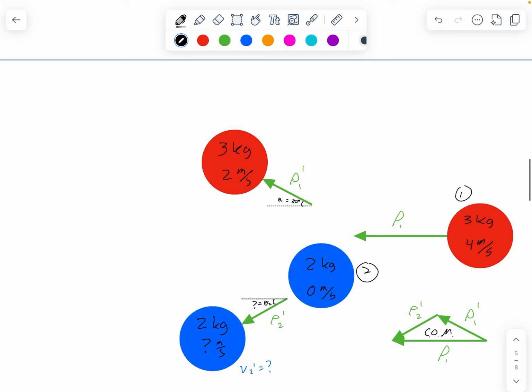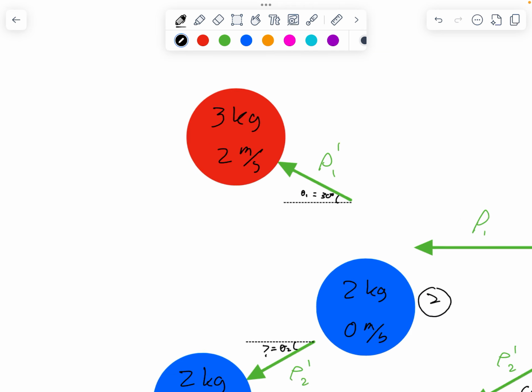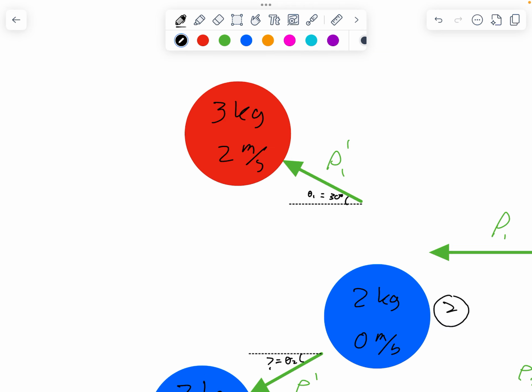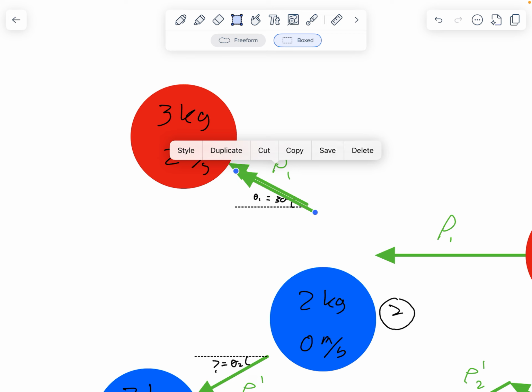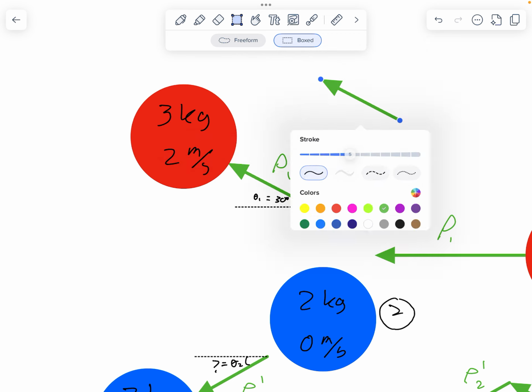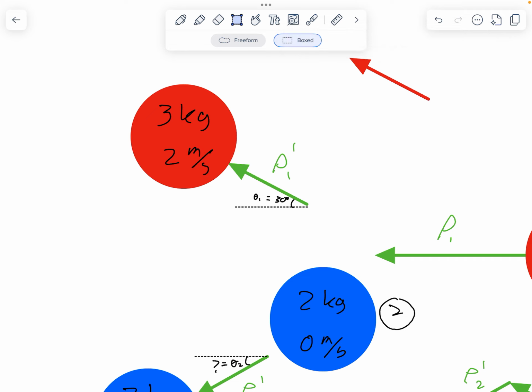I do have information about the red ball here. I know its velocity is 2 meters per second at an angle of 30 degrees. Since I have that information, that's what I'm going to use. The momentum and the velocity are going to be in the same direction, so I'm going to draw another vector up here to represent the velocity.